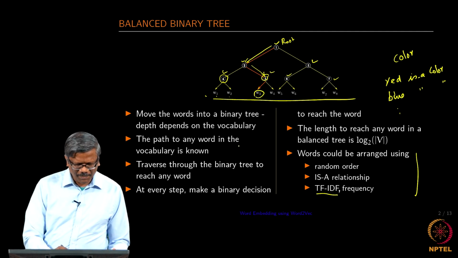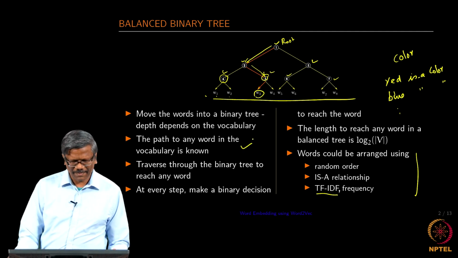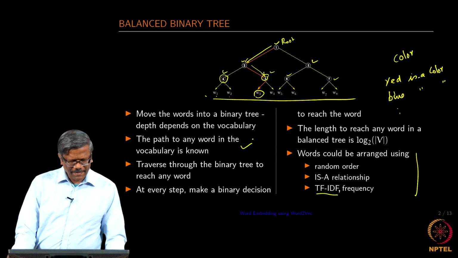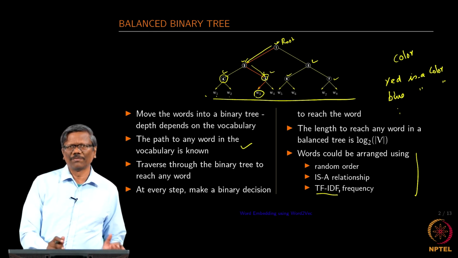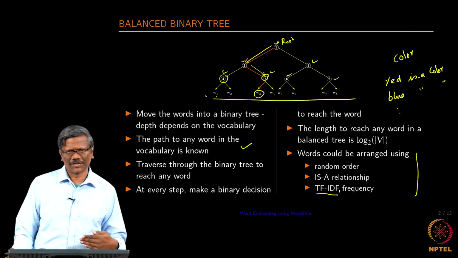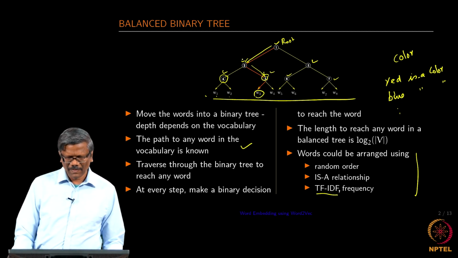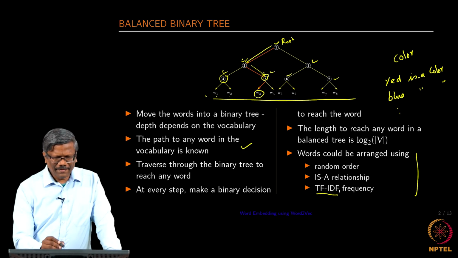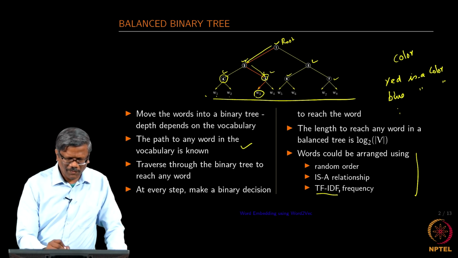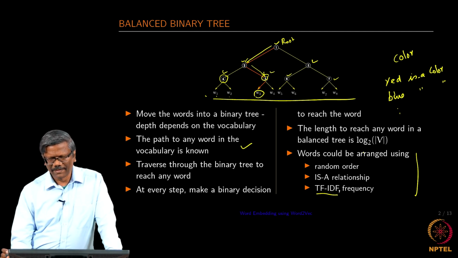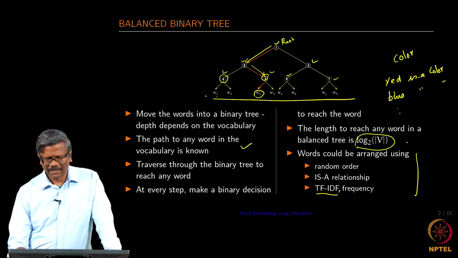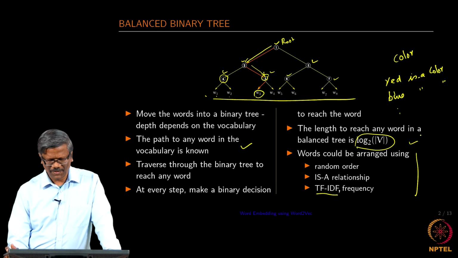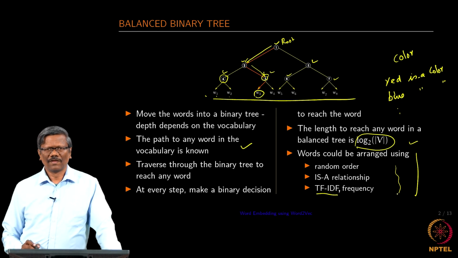As I mentioned earlier, the path is very well known for any word. And then at every step, you start from the root node, and you want to make a left or a right. So, you make a binary decision at every node in order to reach the word, and the length, or the number of nodes that you have to cross, is given by the relationship. So, this will give you the length for a balanced tree. As I mentioned earlier, the words can be arranged in any one of these ways.